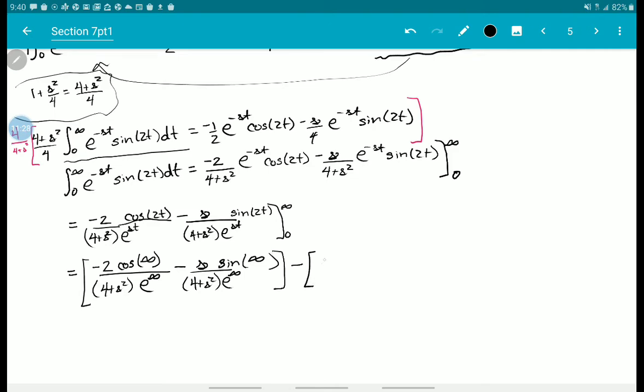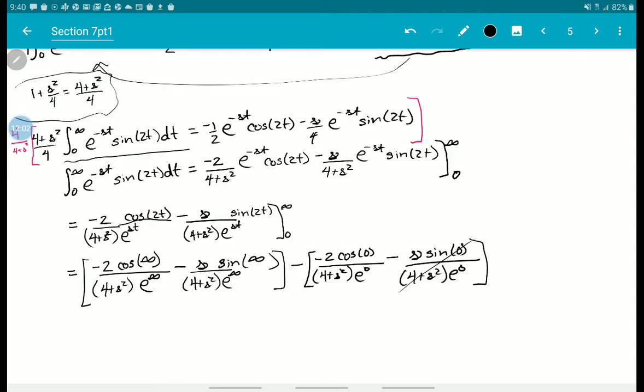Minus. This is negative 2 cosine of 0 over 4 plus s squared times e to the 0, minus s sine of 0 over 4 plus s squared times e to the 0. Now I want you to think about what's happening here. Sine of 0 is 0, so that piece is gone. That's the easy piece. Think about what's happening over here.